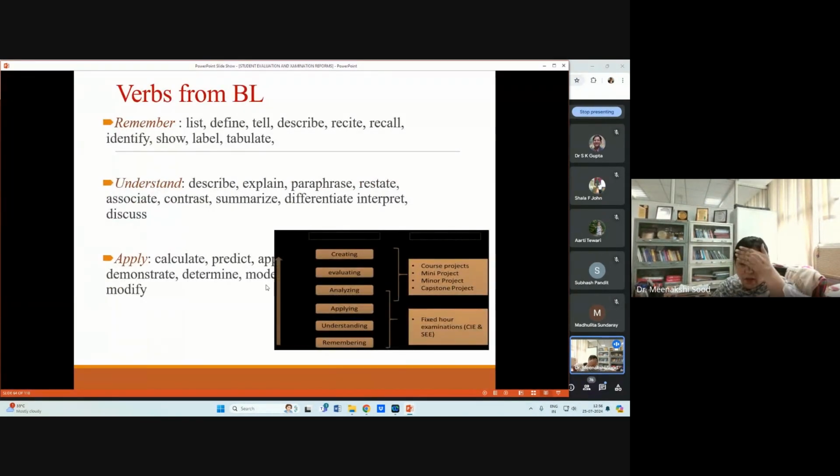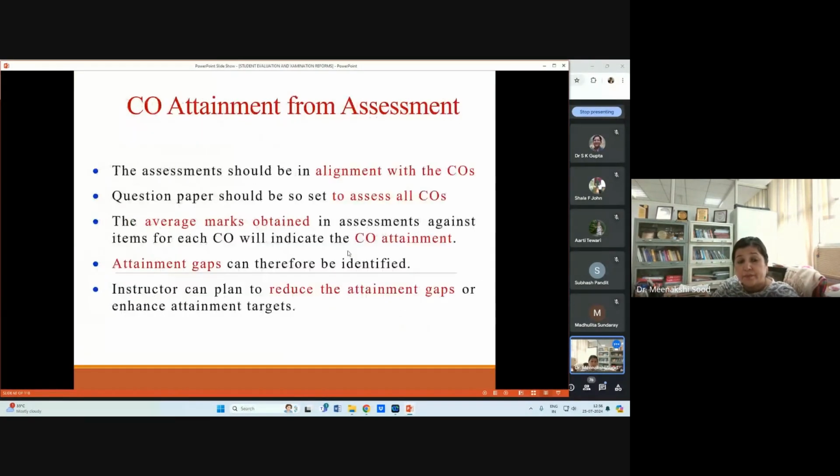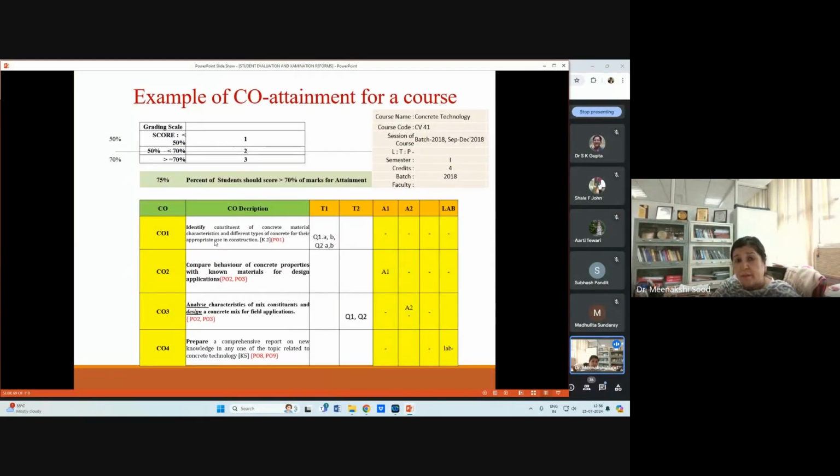I think you all have gone through this. The first level is remember, then you have understand, apply, analyze, evaluate, and create. So I want my assessment or evaluation to check the outcome of this subject. What assessment tool do I have to use? The mid semester exam, say T1.